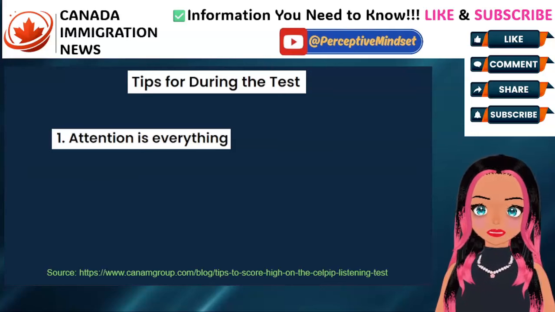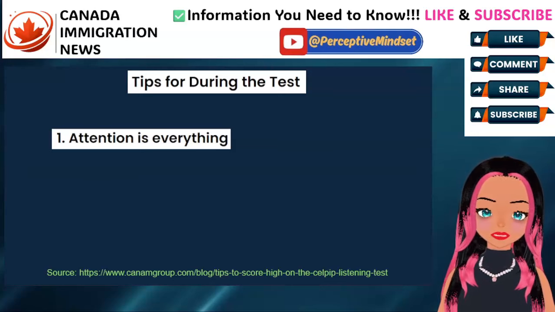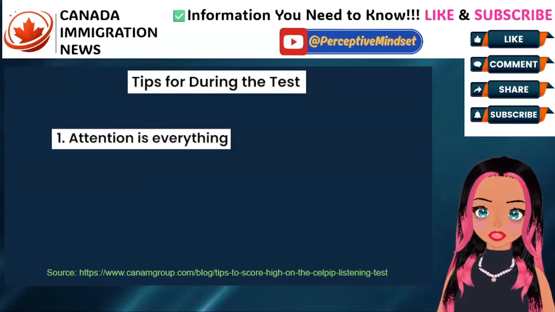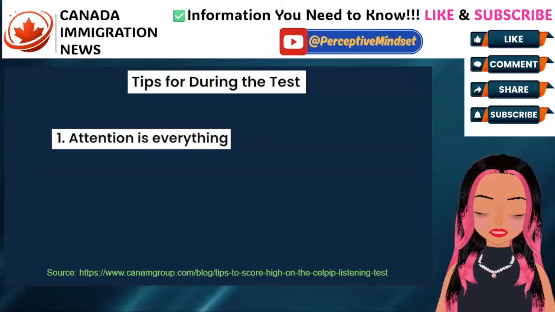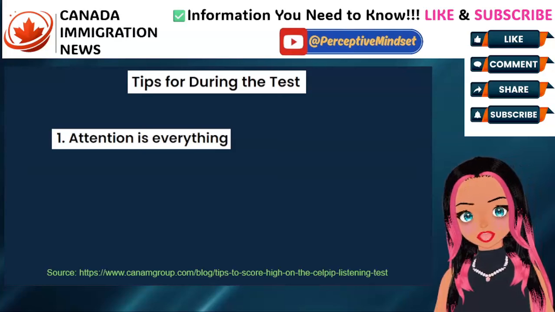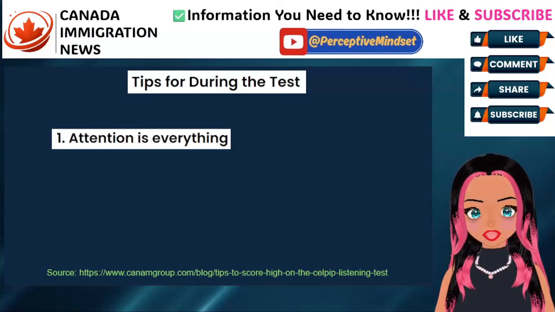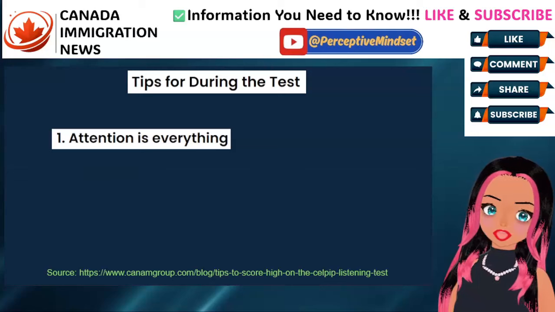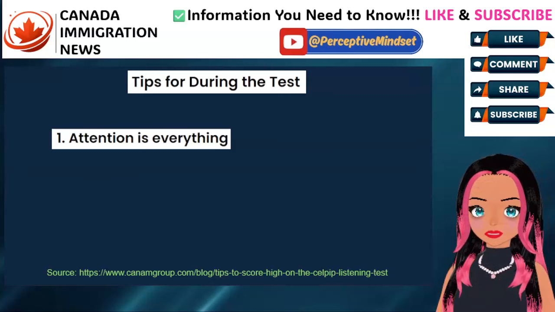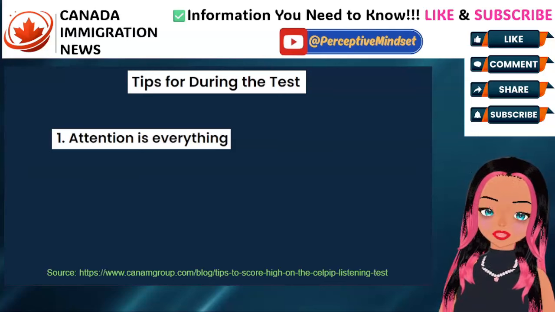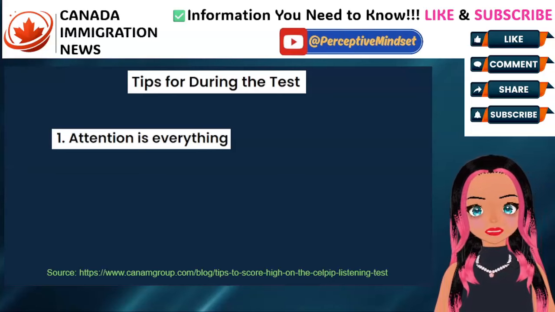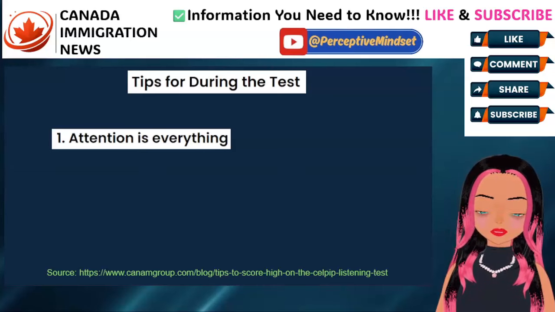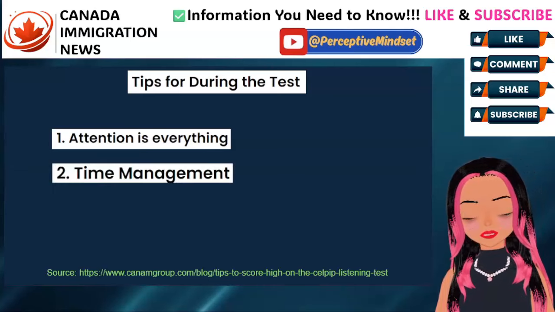As it's a listening test, you can't risk missing even a second of information. So you must attentively listen to the recording, as the questions are based on the recording only. If you did not hear the recording, then you will not be able to appropriately answer the questions because they are going to be based on the recording. If you missed something, it's going to be very challenging to answer the question because you did not hear. So you have to listen.